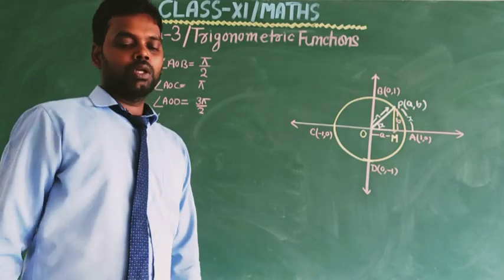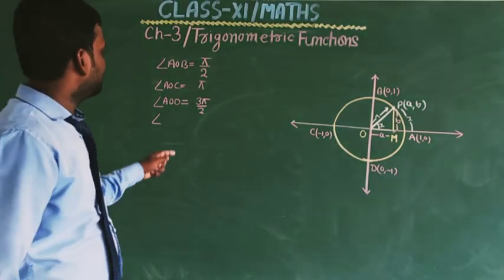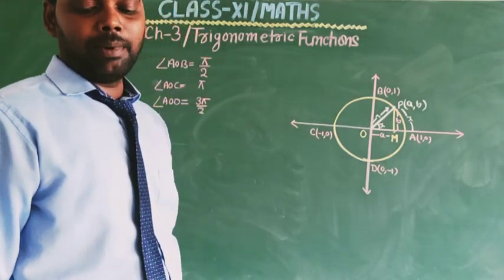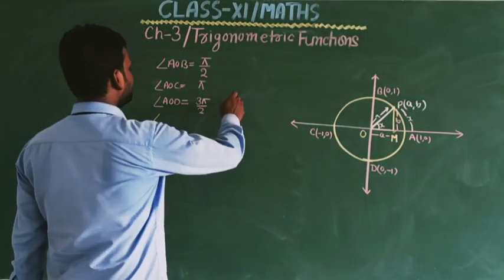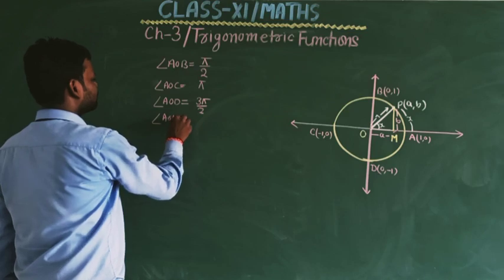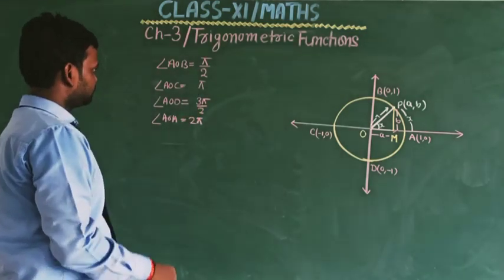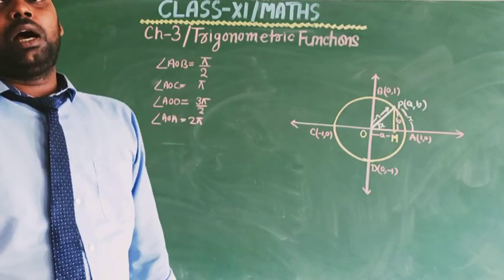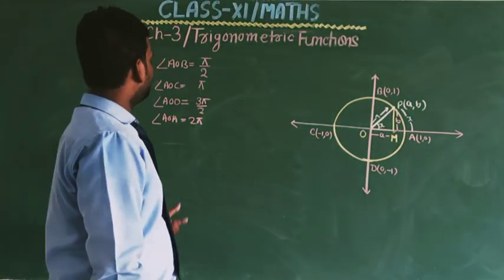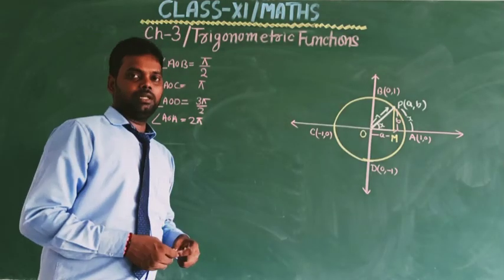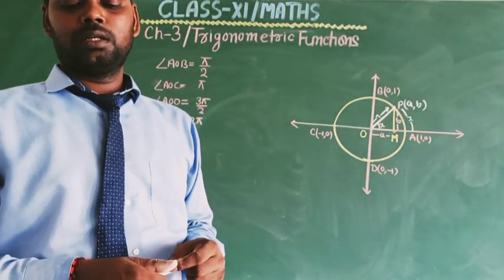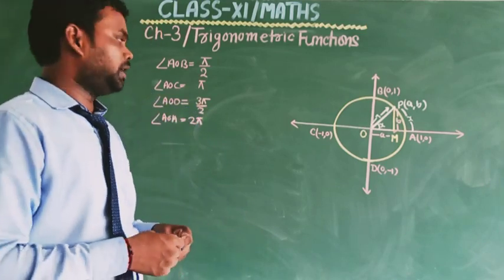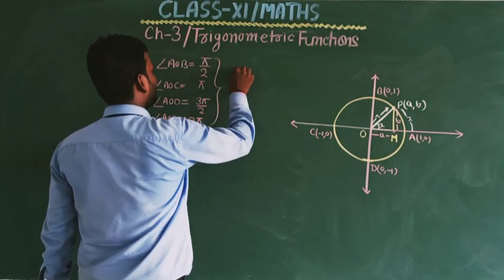So here see that all these angles are integral multiples of pi by 2, and each such angle is called a quadrantal angle.